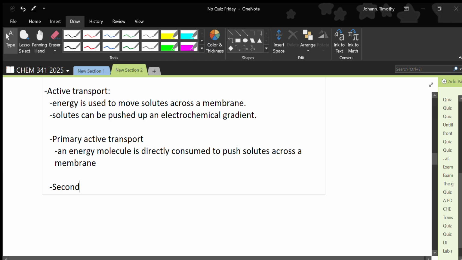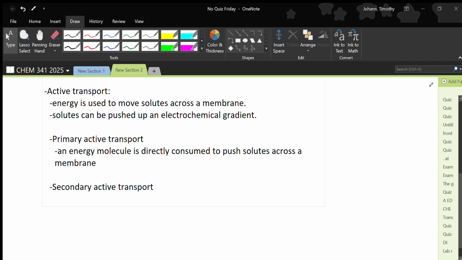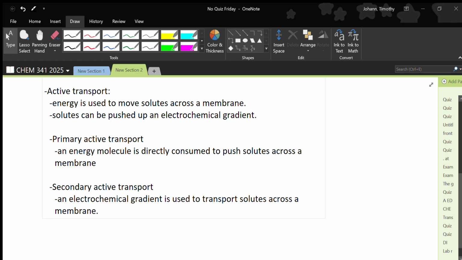In secondary active transport, a gradient that has been produced by active transport, essentially an electrochemical gradient, is used to move something across the membrane. Now, this can be a little bit confusing.